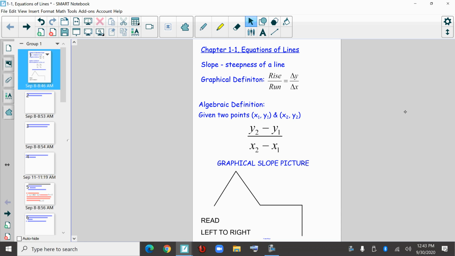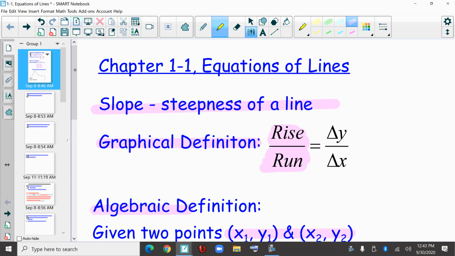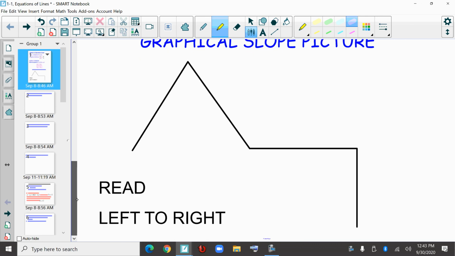So the first thing we need to talk about is slope. The Webster's Dictionary definition of slope is steepness of a line. The graphical definition is going to be the rise, or the change in your y, over the run, which is the change in your x. However, the algebraic definition, given x1, y1, and x2, y2, the formula to find the slope is going to be y2 minus y1 over x2 minus x1.